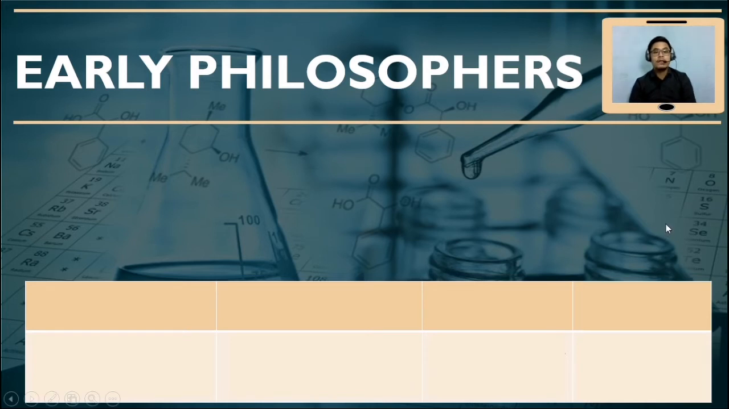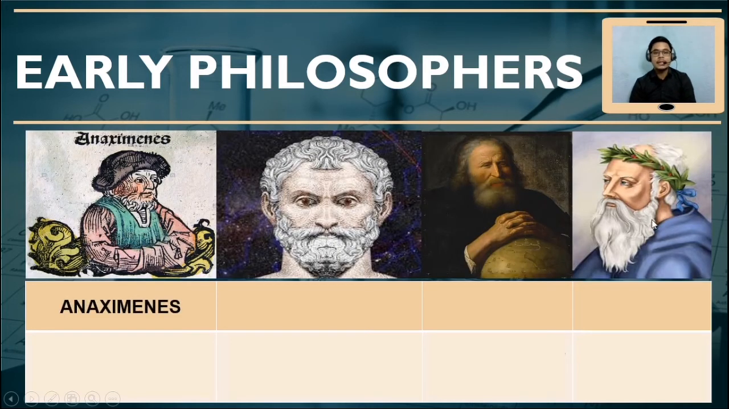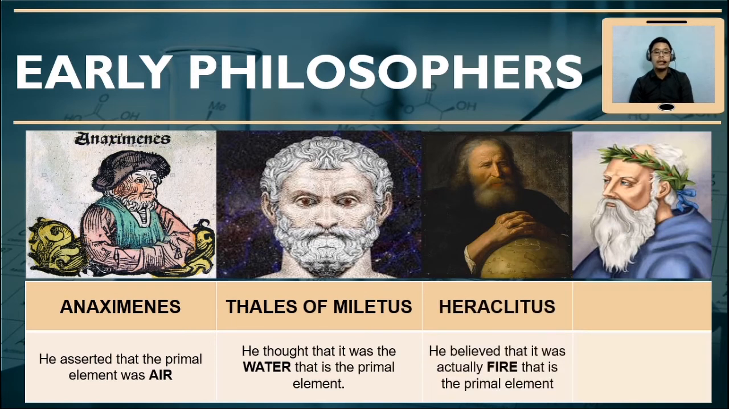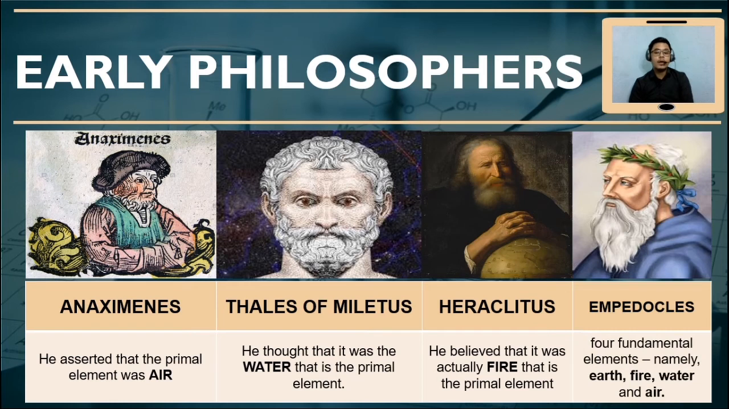And who are these early philosophers? Let us have first Anaximenes. Anaximenes believed and asserted that it was the air that was the primal element. When we say primal element, this is the building block of everything that we see. Also, we have Thales of Miletus, who believed that it is water that was the primal element of all things. Then we have Heraclitus, who believed and asserted that it was not the air or water, but the fire that is the primal element. On the other hand, we have Empedocles, who believed that the four fundamental elements are earth, fire, water, and air.